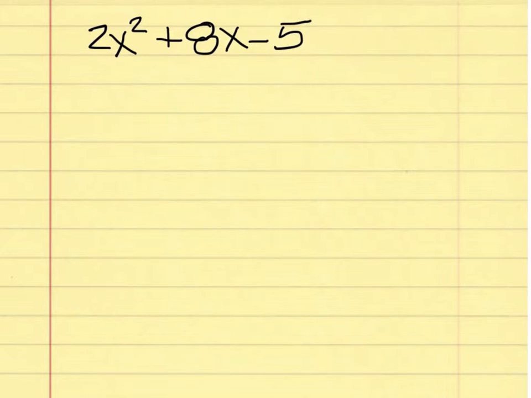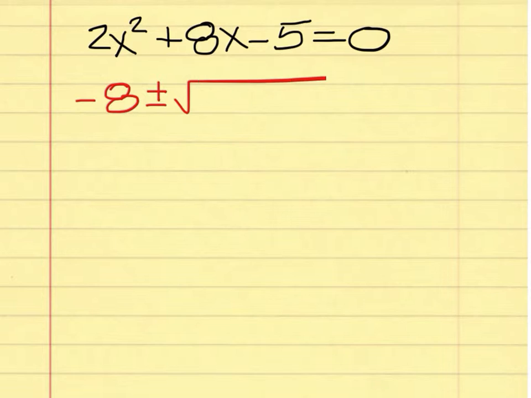This quadratic equation is 2x squared plus 8x minus 5 equals 0. This one's going to come out to be a decimal. So we need the quadratic formula. It's a -b, so we have -8 plus or minus the square root of b squared, which is 8 squared, minus 4 times a.